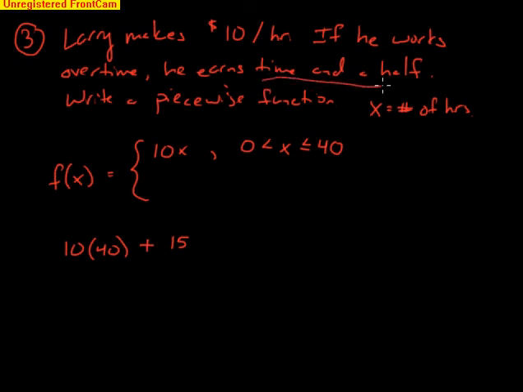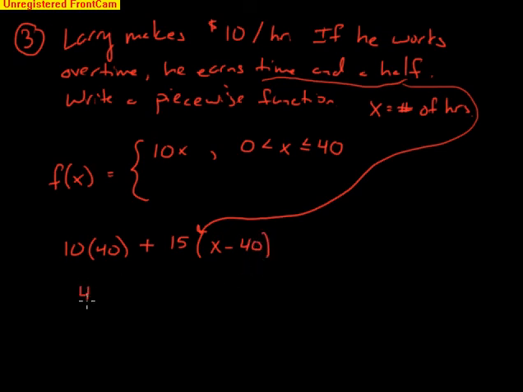That's the time and a half he makes. But then we only multiply it by the amount of hours he works over 40. So you take the amount of hours he works and subtract the first 40 from them. Okay? So we'll have 400 plus 15x minus, and I believe that is 200. Let me check real fast. 15 times 40. That's right, 600. Yeah, minus 600. And then we simplify this.